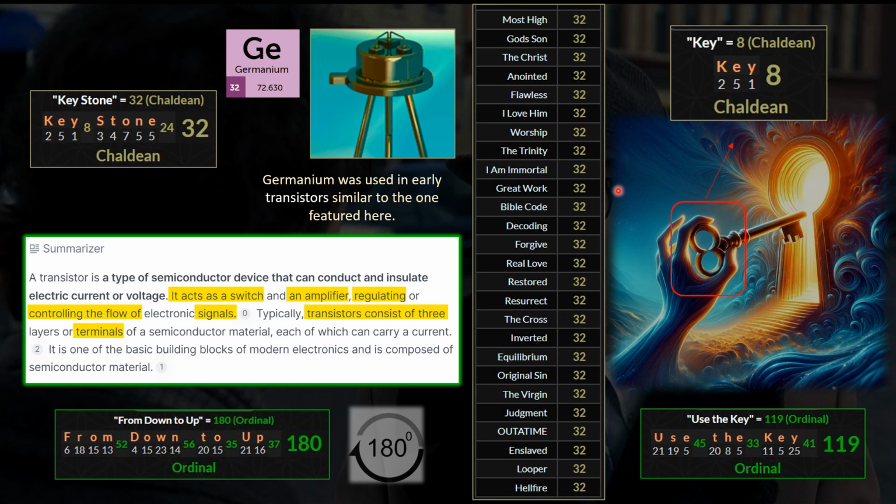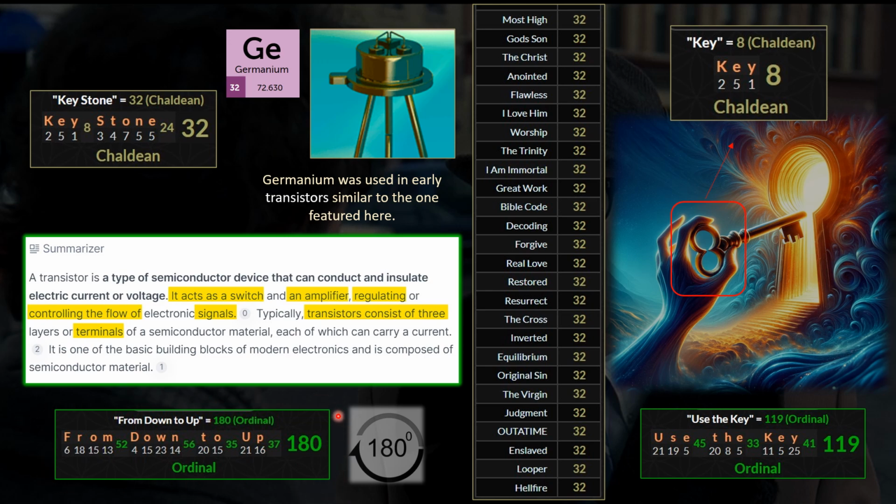The Great Work, turning lead into gold, the Bible Code, decoding, forgive, real love, restored, resurrect, the cross, inverted, equilibrium, original sin, the virgin, judgment, out of time, the license plate from Back to the Future, enslaved, looper, another time travel movie with Bruce Willis, and hellfire, which is a word that comes up in our decode a little later when Phil meets Ned.